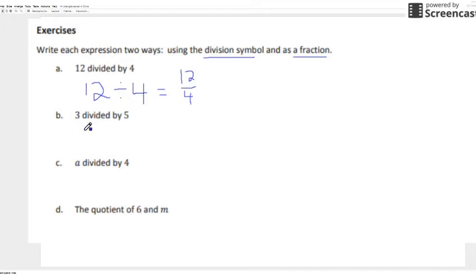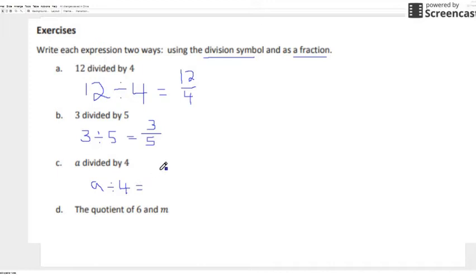So the next one, letter B, 3 divided by 5. So of course we have 3 divided by 5, which of course is equal to 3 fraction bar 5. So here's written as a symbol, here's written as a fraction. Even when they give us letters, same thing. A divided by, that's what the symbol means. The symbol means divided by 4.